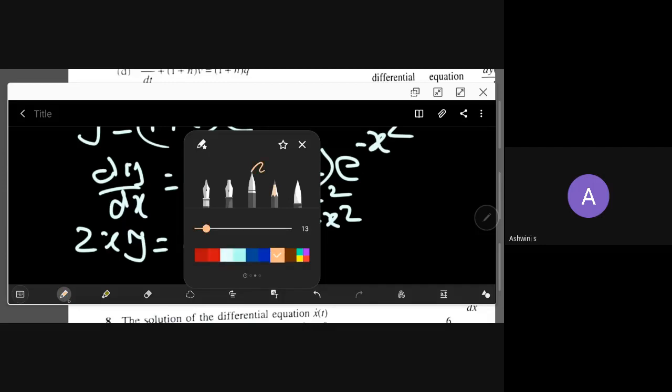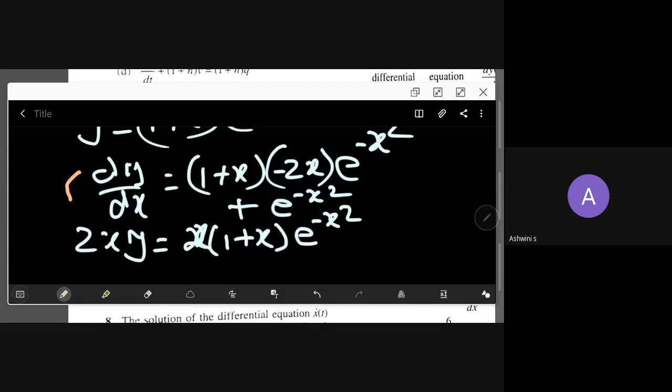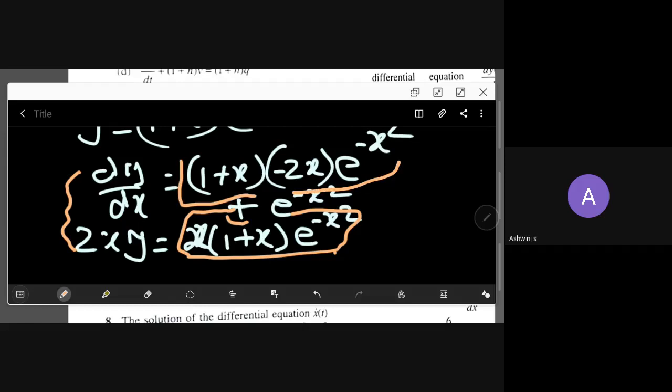So if you add these two things, this and this will get cancelled, with this term as well. And you are left with e power minus x square. And that is what is there here.